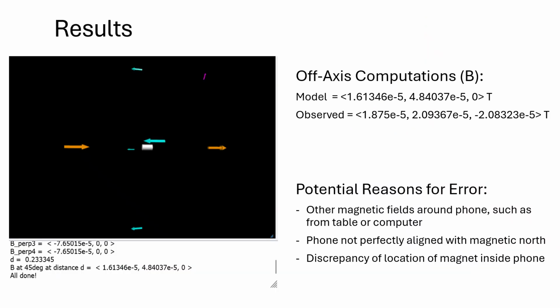The last part of this lab is to write a code that will compute our off-axis computations. When we run this program, we will get our B field. As we can see, our model and observed B fields differ slightly.